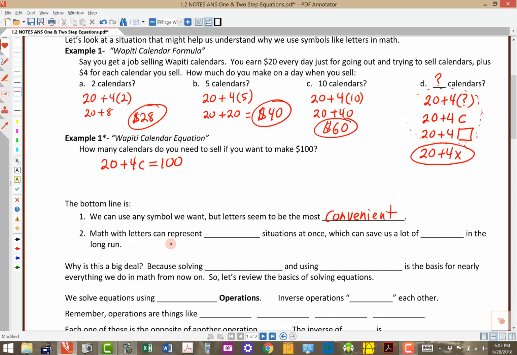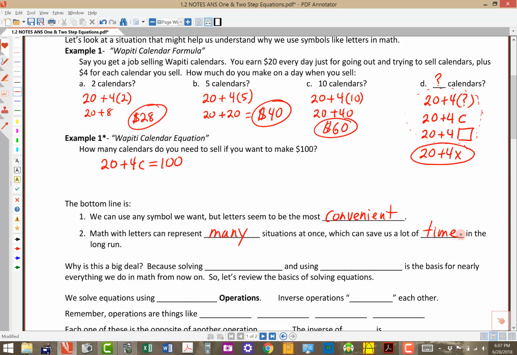And then the other thing that we want to keep track of is this. Math with letters can represent many situations all at the same time. So this could have been 50 calendars, it could have been 3 calendars, it could have been 43 calendars, it could have been a whole bunch of different things. But that one expression can represent all of them, and this can save us a lot of time and effort in the long run.